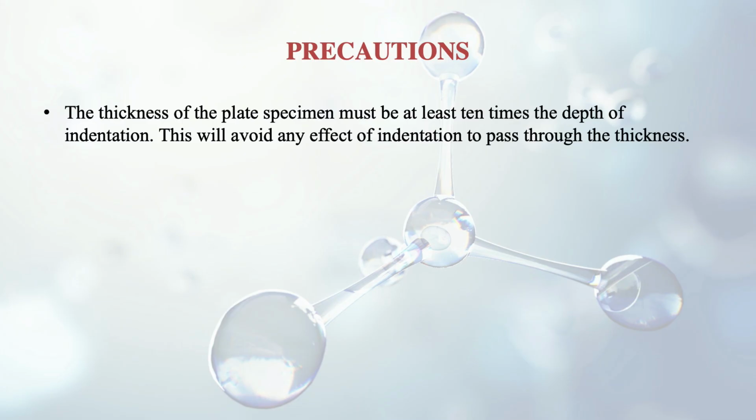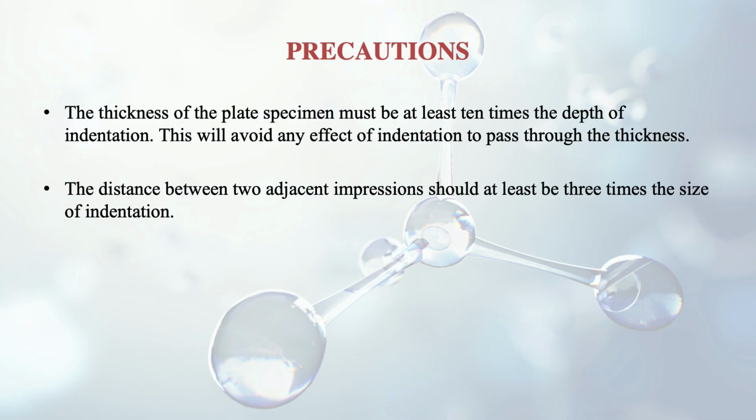Now, a certain number of precautions which we should take before doing the Rockwell hardness test. The first one: thickness of the plate specimen must be at least 10 times the depth of indentation. Like I mentioned earlier, the thickness should be such that the indenter should not go through it. So it should be at least 10 times more than the depth which is being created in the specimen. This will avoid any effect of indentation passing through the thickness.